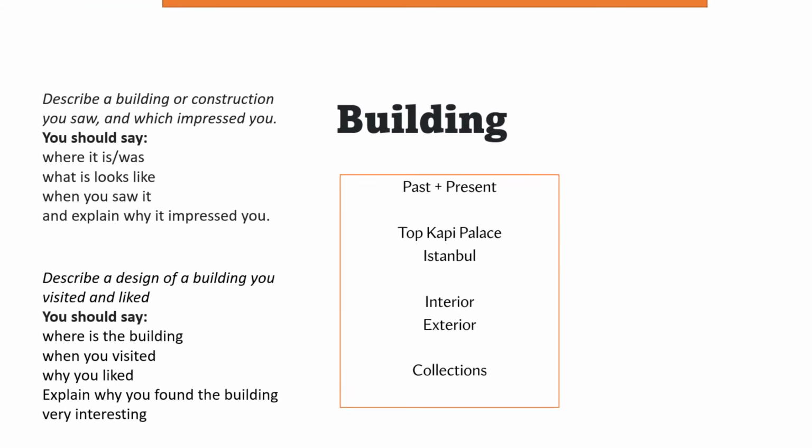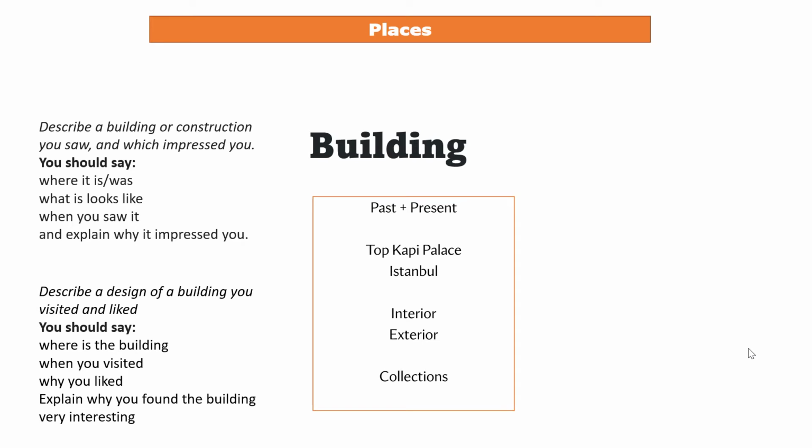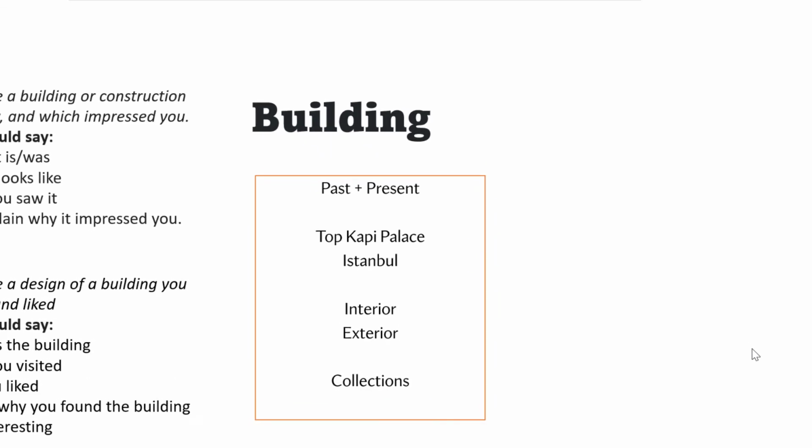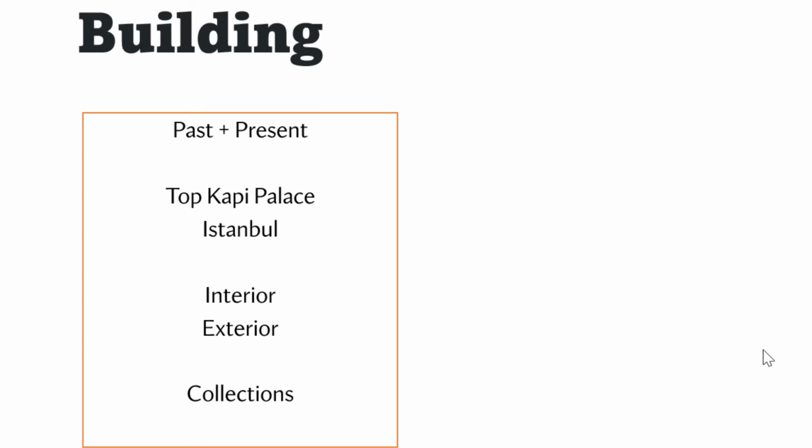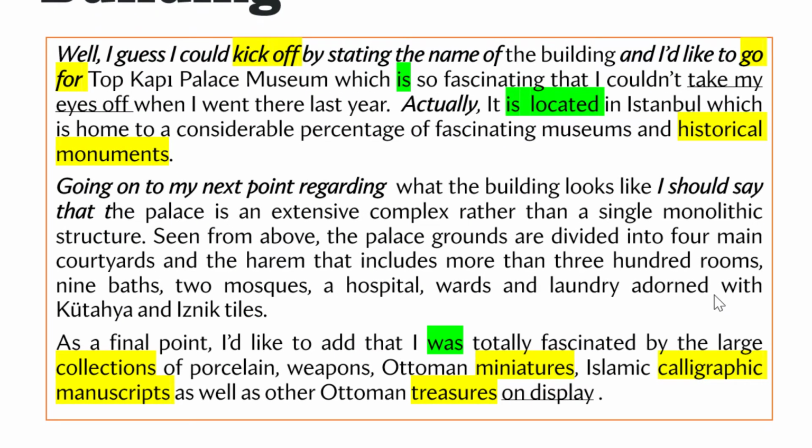Here is one more example. Describe a building or construction you saw and which impressed you. My notes include where it is, what it looks like, and what I saw there. Here is the response. Well, I guess I could kick off by stating the name of the building, and I'd like to go for Topkapı Palace Museum, which is so fascinating that I couldn't take my eyes off when I went there last year. Actually, it is located in Istanbul, which is home to a considerable percentage of fascinating museums and historical monuments.